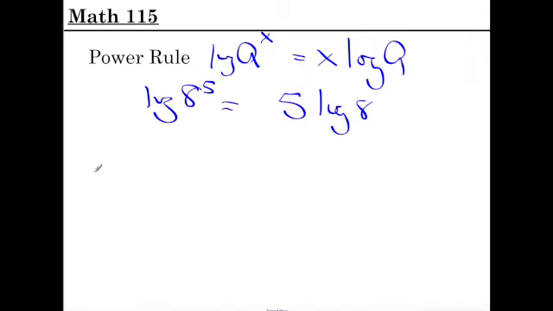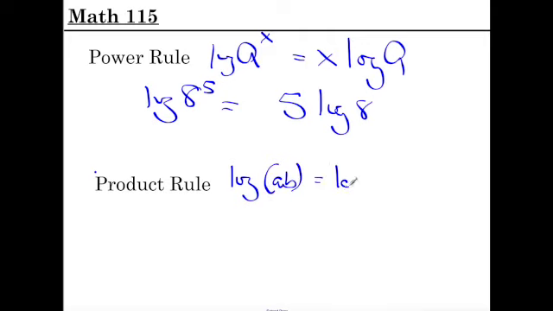The next rule that's super important to remember is the product rule. Okay, so that's the multiplier one. And all that says, if I'm going to use general letters, is that the logarithm of AB will be equal to the log of A plus the log of B.